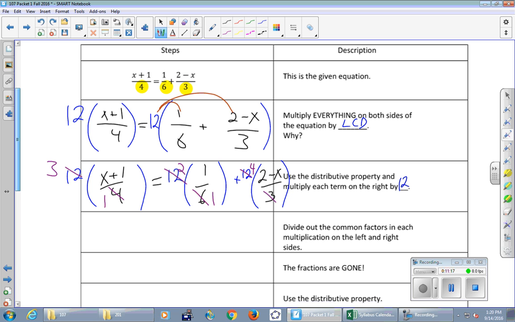Okay, so the rest of this is going to be pretty straightforward. Let's just write it out. 3 is going to distribute, so we go 3x plus 3 equals, the 2 distributes, but it's just 2 times 1, plus the 4 distributes, 8 minus 4x is good.